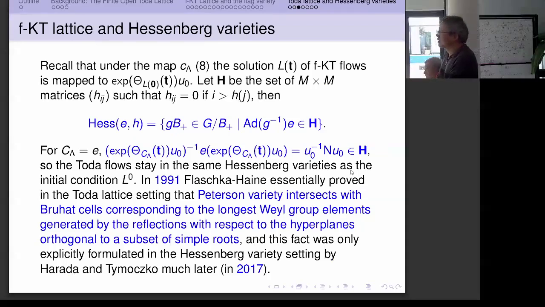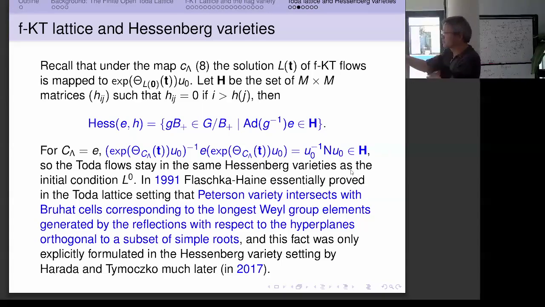So in general, Hessenberg varieties also have another characterization, and the other characterization is actually the one that I want to use. It's in the middle. So a Hessenberg variety consists of elements in the flag variety G/B+ such that you use g inverse to act on this E, and you will fall into this H, and H is some set defined by this h(i,j). Okay.